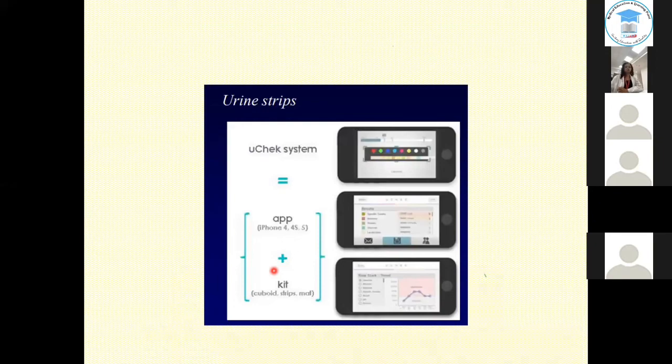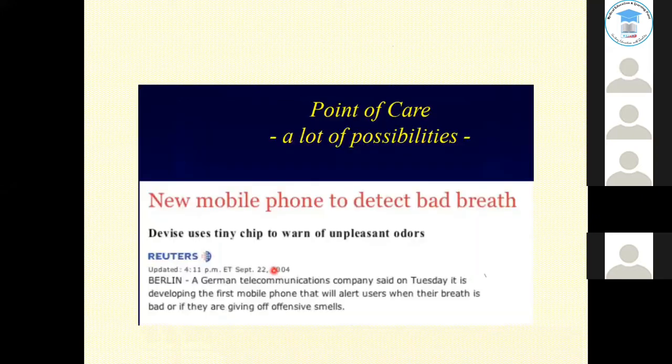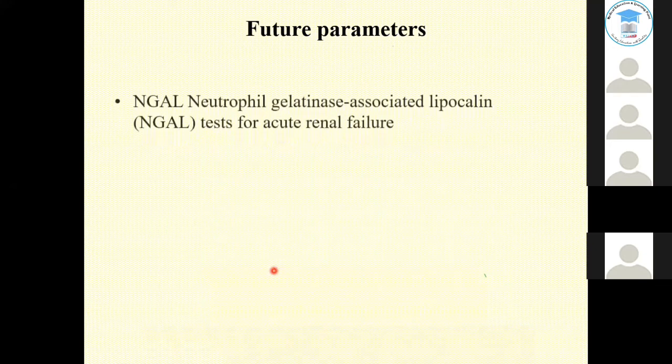identify the relevant parameter on your smartphone. Then iPhone glucose meters, which the Apple Store apparently is already selling. The new mobile phone to detect unpleasant odors and the like.